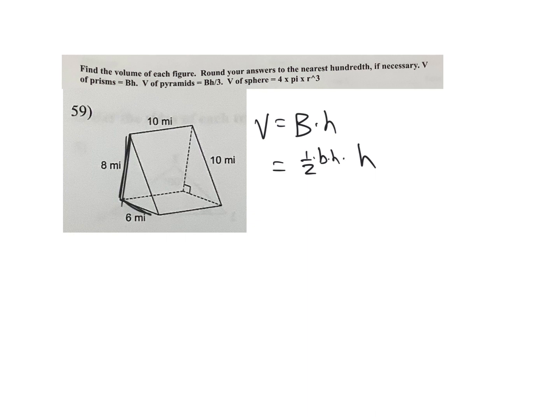So you have this triangle here. So 1/2 times 8 times 6. And then the height of the prism is 10. So 1/2 times 8 times 6 times 10. 240 cubic miles. Why is it in miles? I don't know.